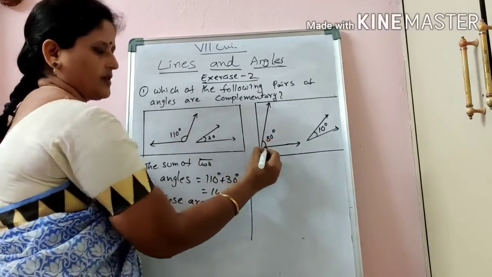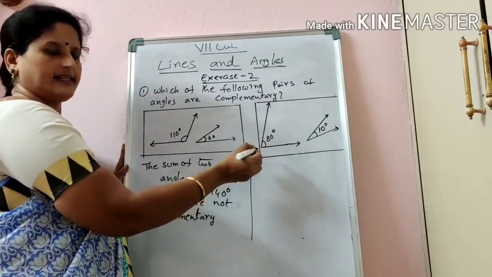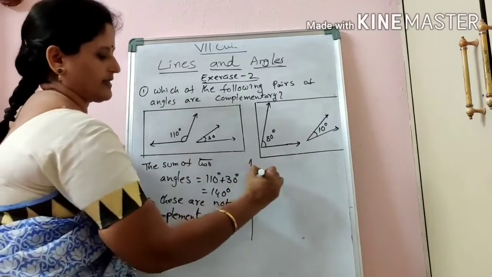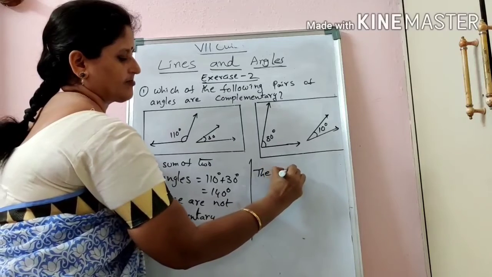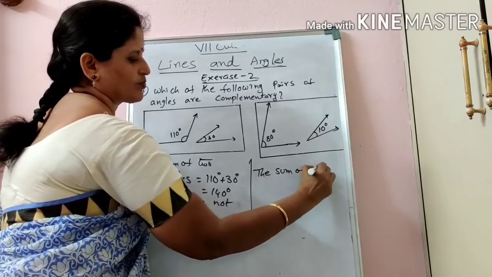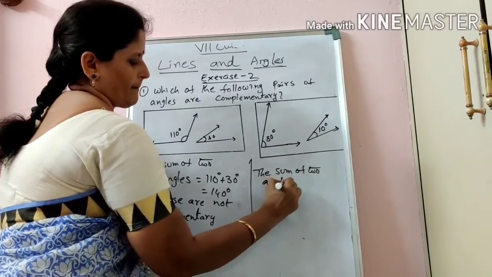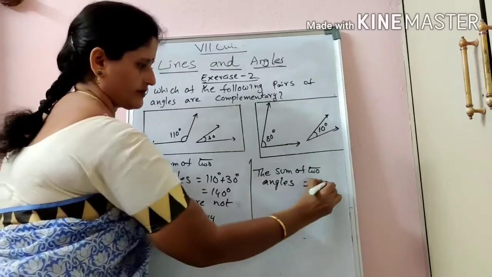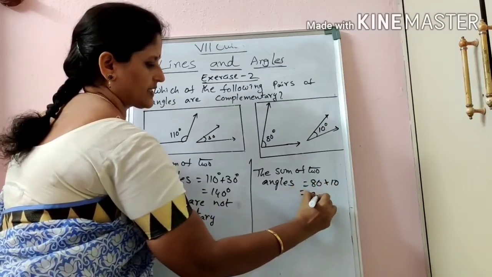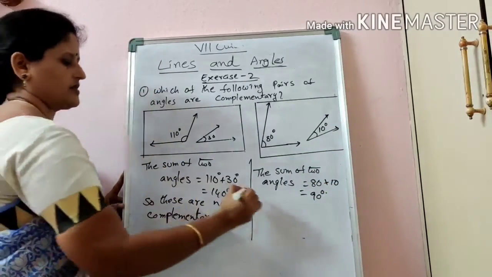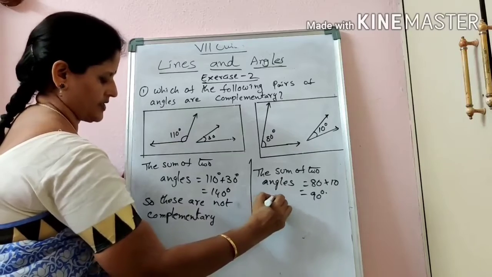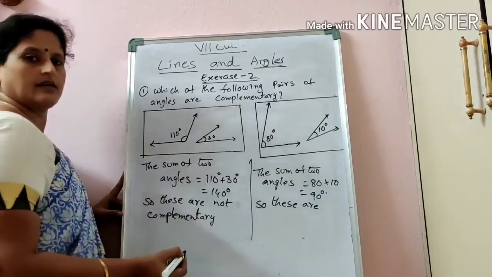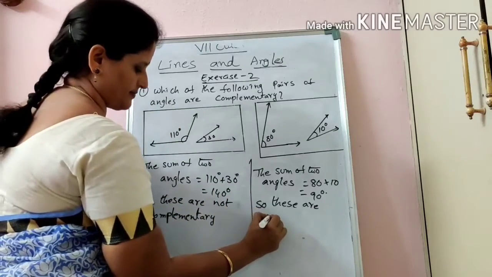Second sum. The first angle is 80 degrees. The second angle is 10. So, the sum of two angles, 80 plus 10, is 90 degrees. So, these are complementary angles.